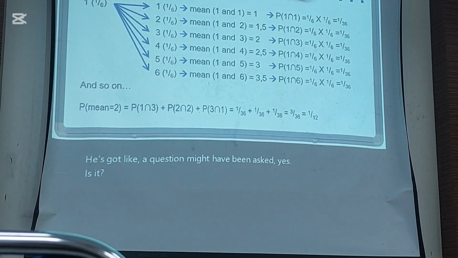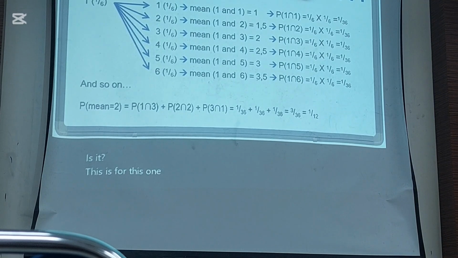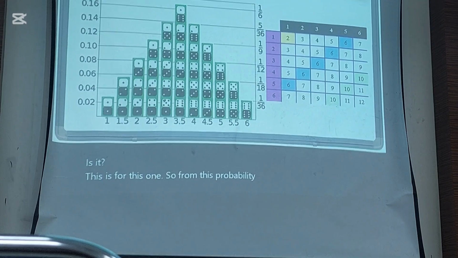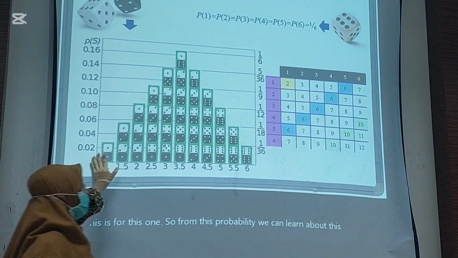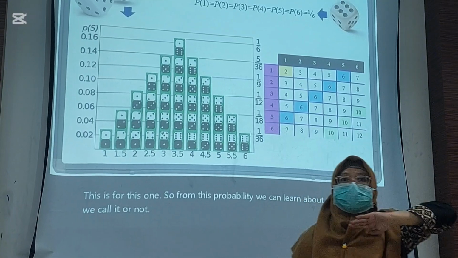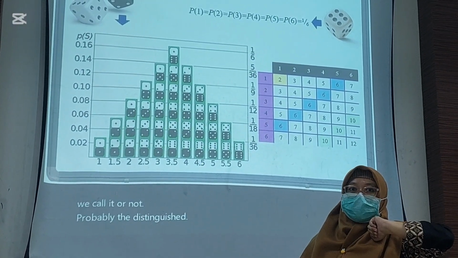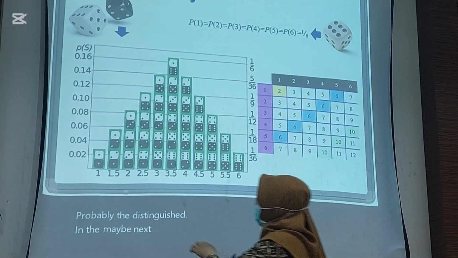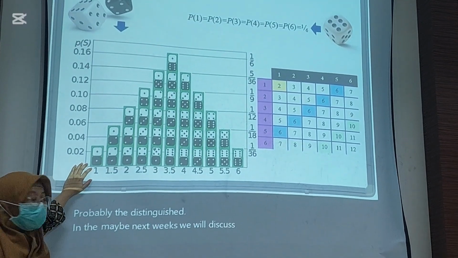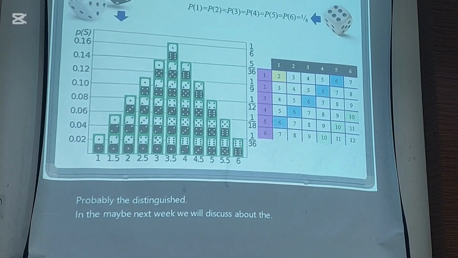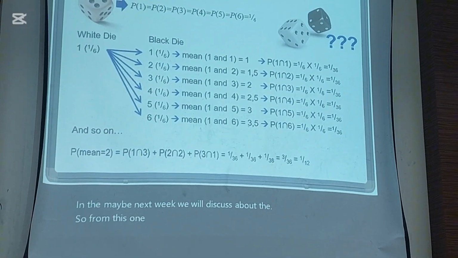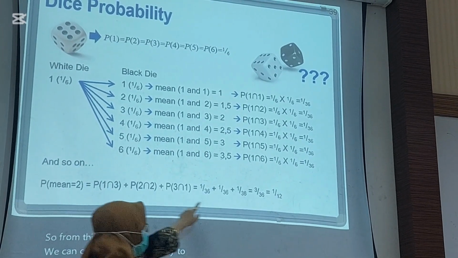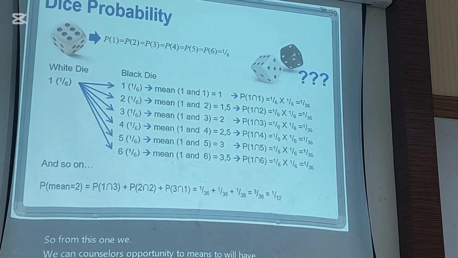This is for this one. From this probability, we can learn about this one. We call it the probability distribution. In maybe the next weeks we will discuss the probability distribution. So from this one we can calculate mean 2. For mean 2 we have 3 per 36.